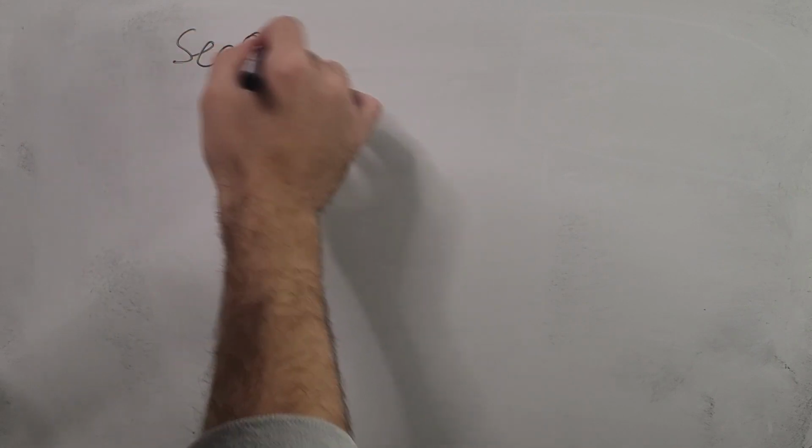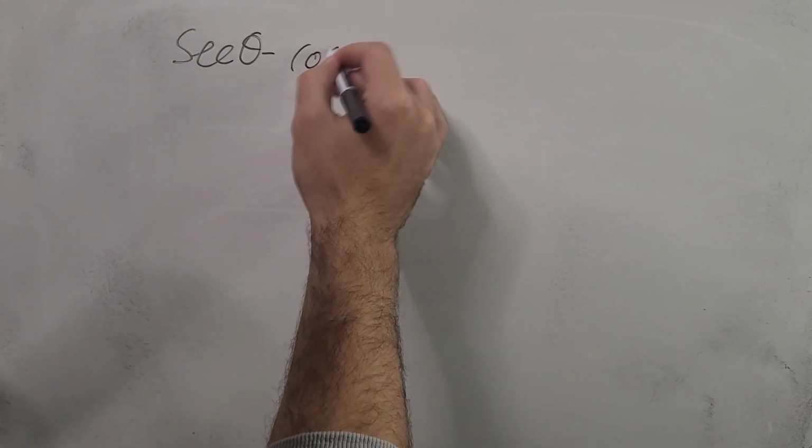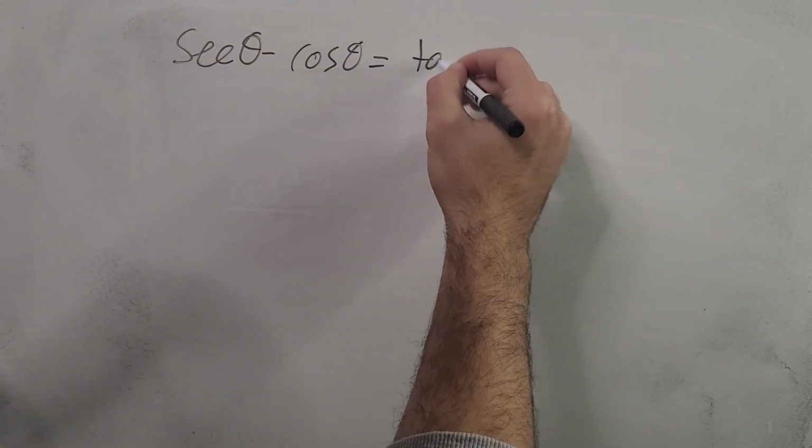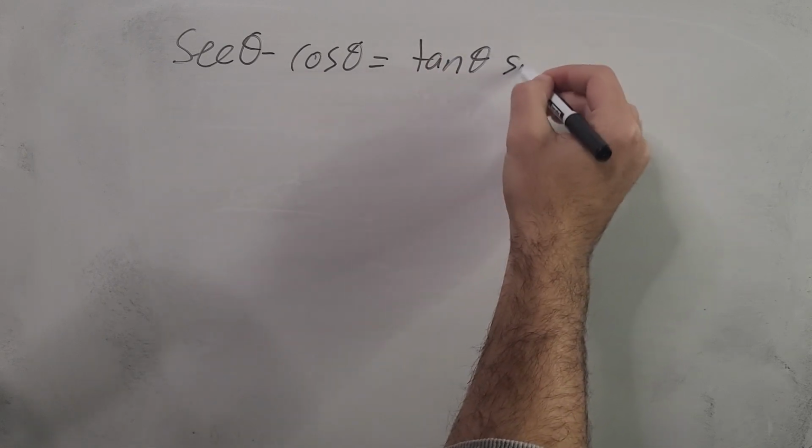Some of the harder identity verification problems are going to include 3, maybe even 4 identity references. All right, last one for the day. Secant minus cosine equals tangent times sine.